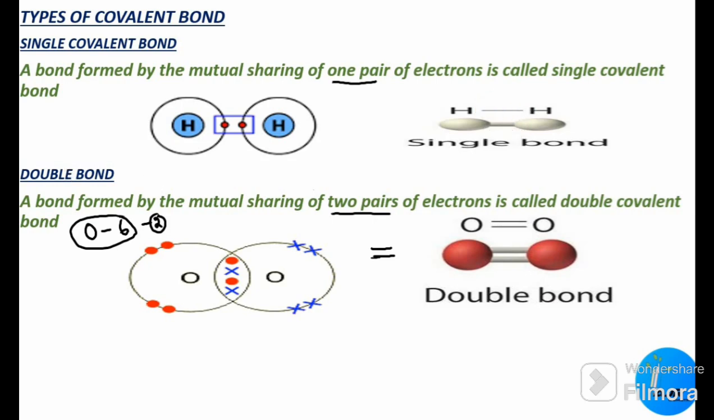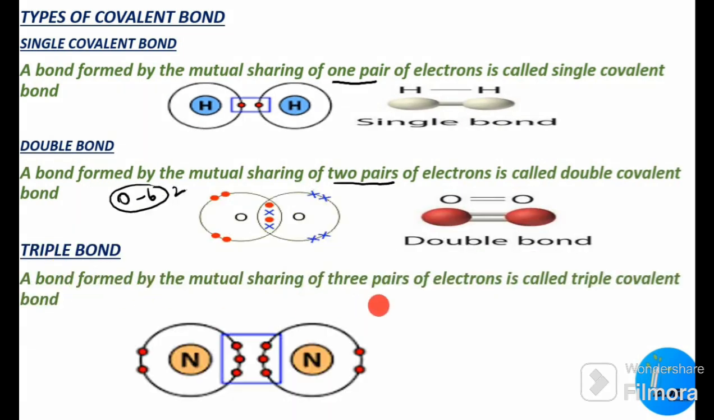Now let us see the triple bond, how it is formed. Actually, the triple bond is formed by the mutual sharing of three pairs of electrons. Let us take into account a nitrogen atom. See here, this nitrogen has five valence electrons: 1, 2, 3, 4, 5. Again this nitrogen also has five valence electrons. So this nitrogen needs three more electrons to complete the octet. This nitrogen also requires three more electrons to complete its octet. This can be achieved by sharing its three electrons with this nitrogen and also three electrons with this nitrogen.